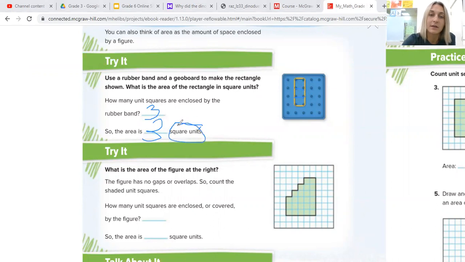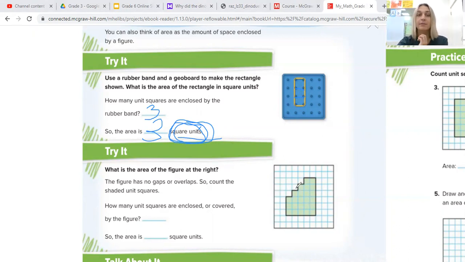Now, you might have noticed already, this is the label for area when we're using unit squares. 20 square units, 3 square units, whatever the number is, this is the label unless it's talking about something specific. And it will tell you that beforehand. What is the area of the figure to the right?